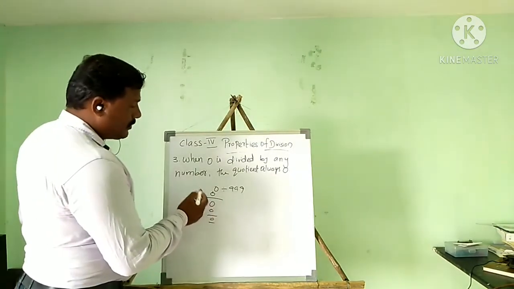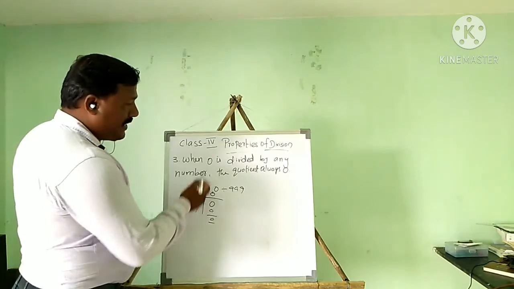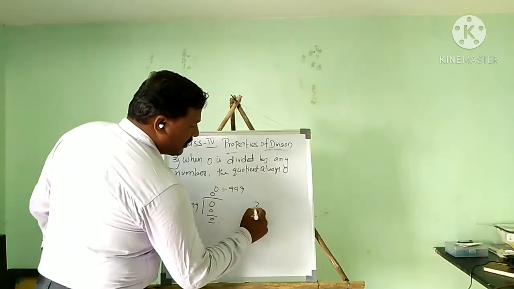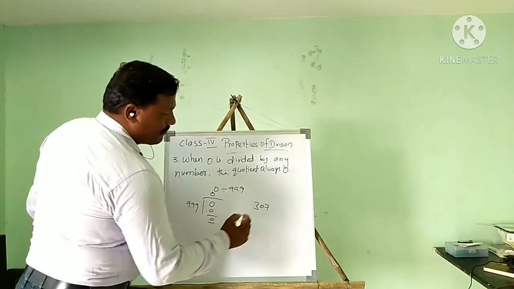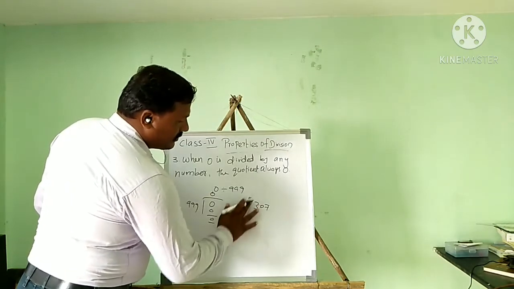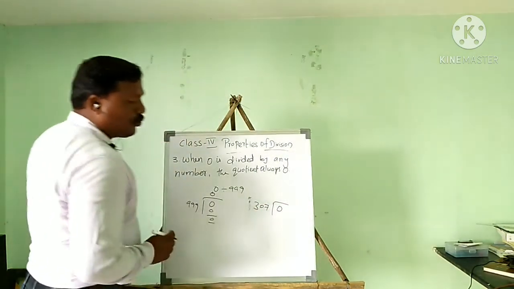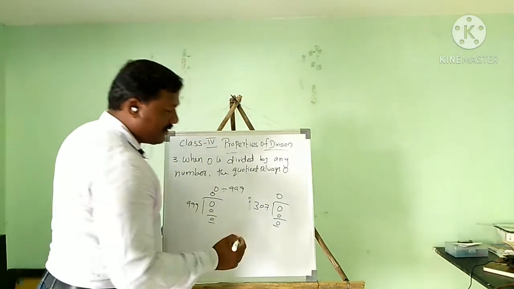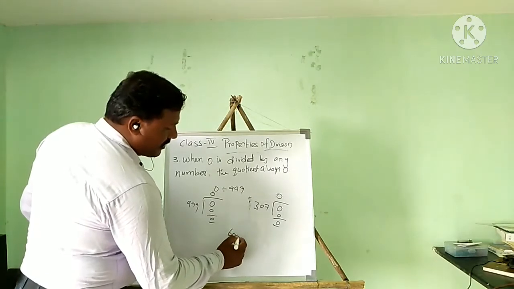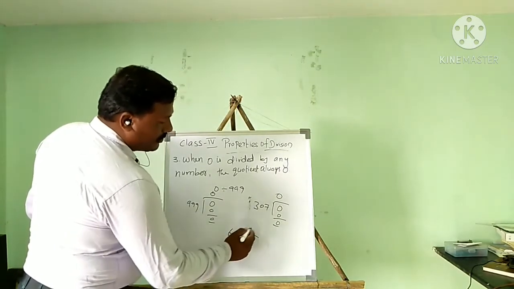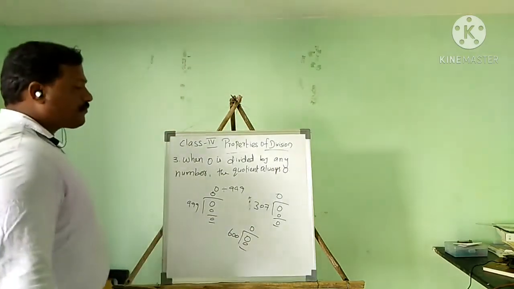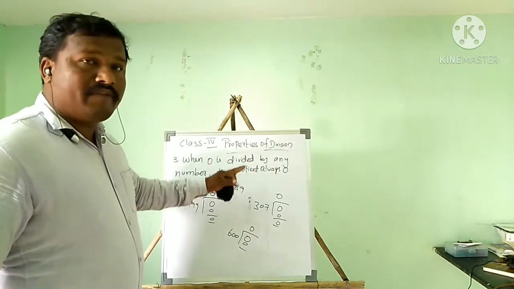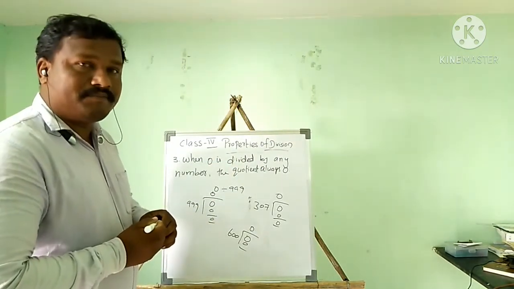So that is the third property. When you divide 0 by any number, the quotient is 0. Let me take another example: 307. If you divide 0 by 307, what will you get? The quotient is 0. If you take any other number, like 600, dividing 0 by it, the quotient is 0. So that's the third property: when 0 is divided by any number, the quotient is always 0. Okay.